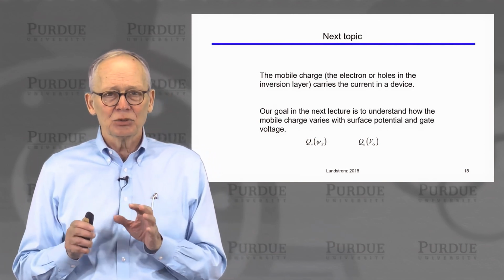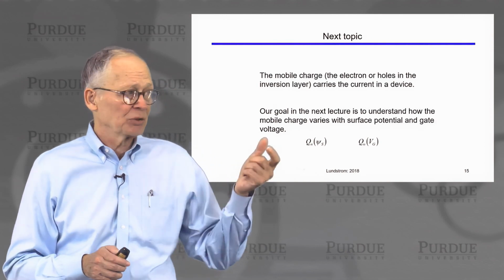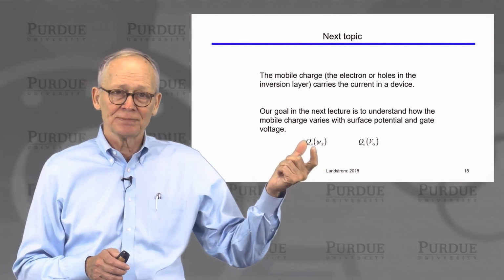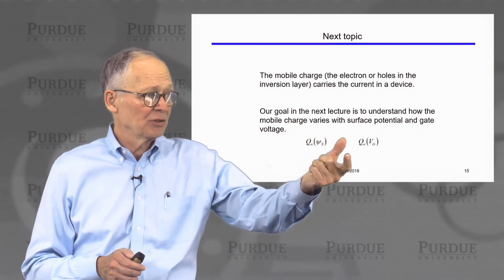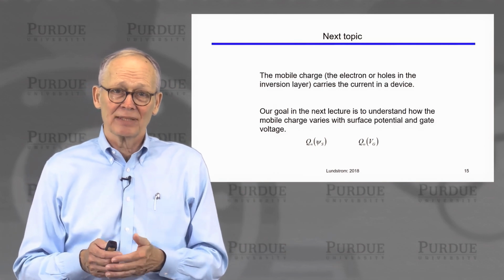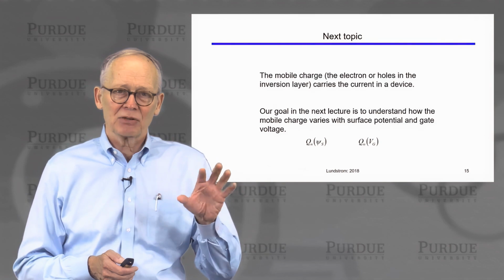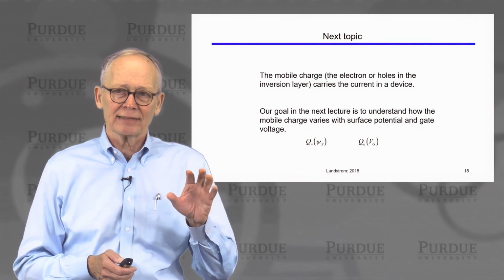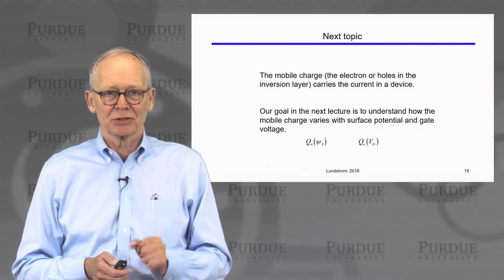So for the next 2 lectures, we're going to be discussing this mobile charge. The mobile charge depends on the surface potential. That's the topic for the next lecture. The surface potential is determined by the gate voltage that we apply. That will be the topic of the second lecture coming up. So we'll begin by trying to develop an understanding in the next lecture of how the mobile charge varies as a function of the surface potential.